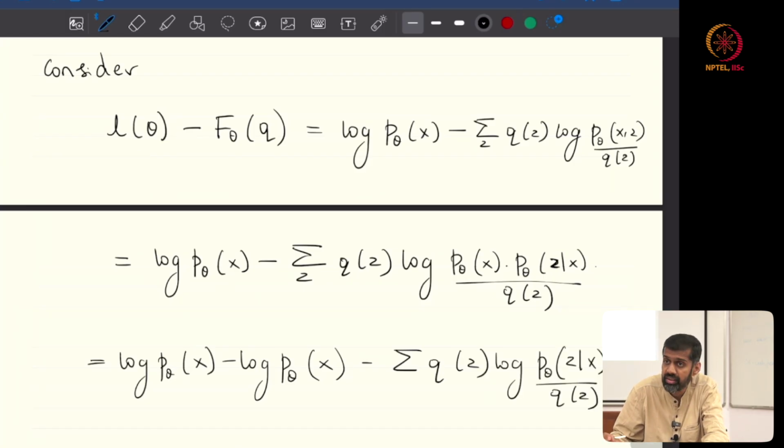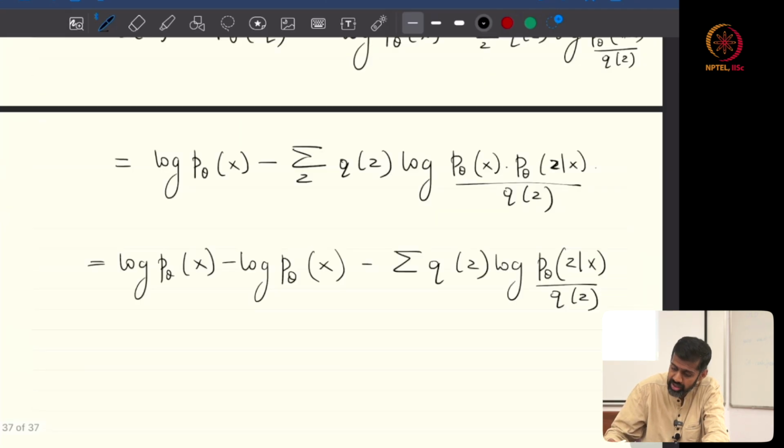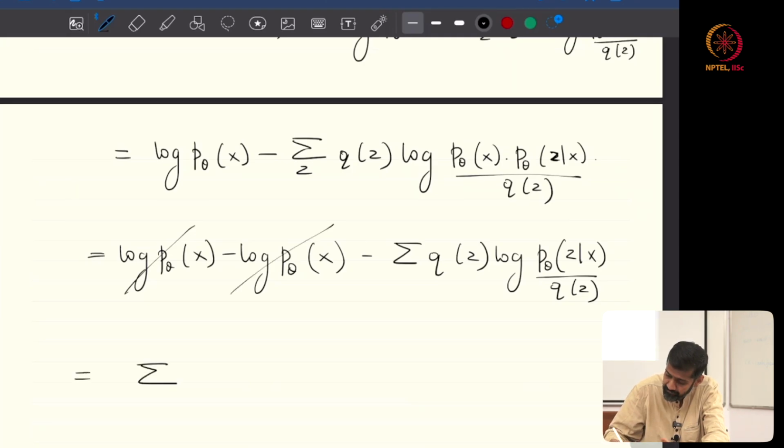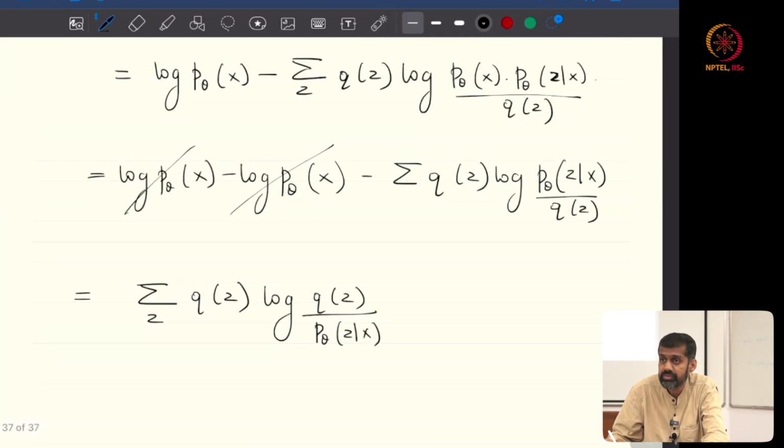Is this alright? What did I do? I just took this log P theta outside the summation because it is independent of z, right? The marginal of x is independent of z. I just took it out and these two terms will get cancelled off, and what I have is this particular term, which is QZ log QZ divided by P theta of z given x, right?